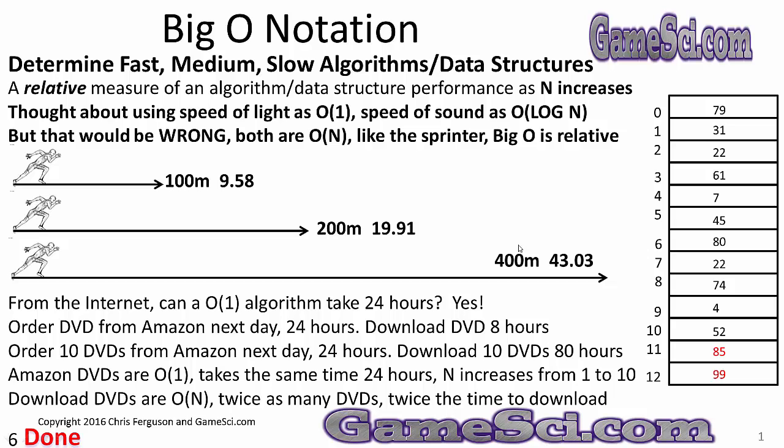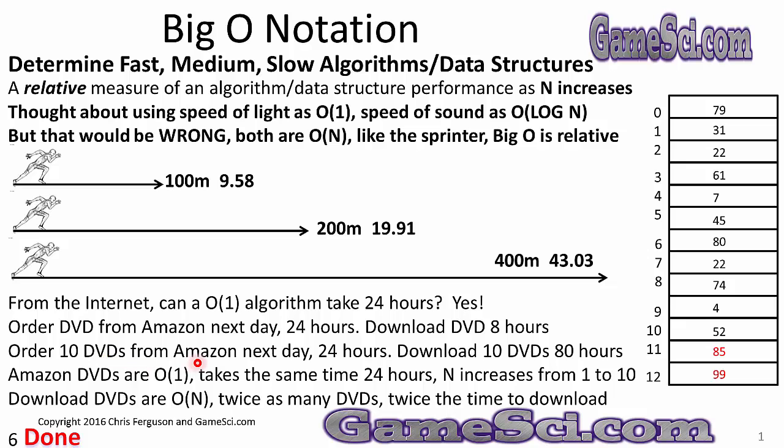Let's say you order a DVD from Amazon next day shipping, and you'll get that DVD 24 hours later. Contrast this with downloading that same DVD. It's a large DVD, you're on a slow internet connection. Maybe it takes you 8 hours to download the same DVD. So you've got a choice. Next day air, I can get it 24 hours later, or I can start a download and get it 8 hours later. But what if you ordered 10 DVDs from Amazon?